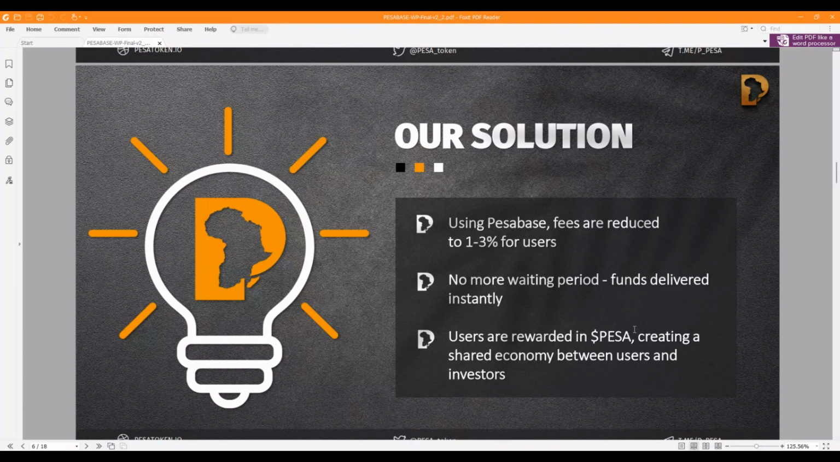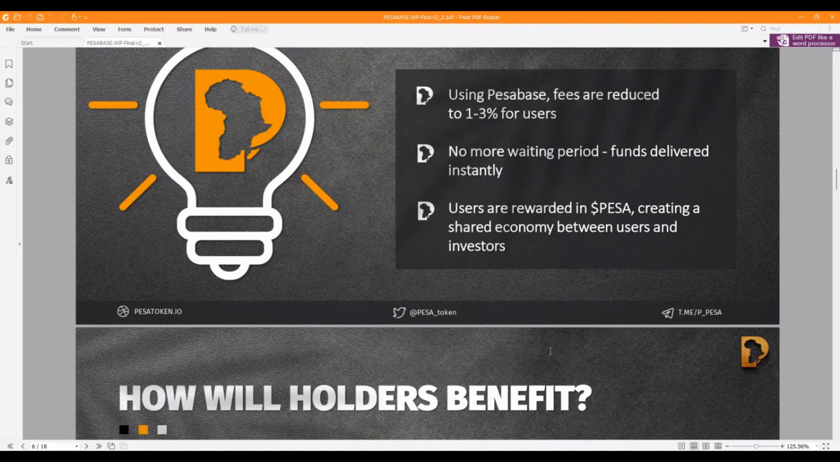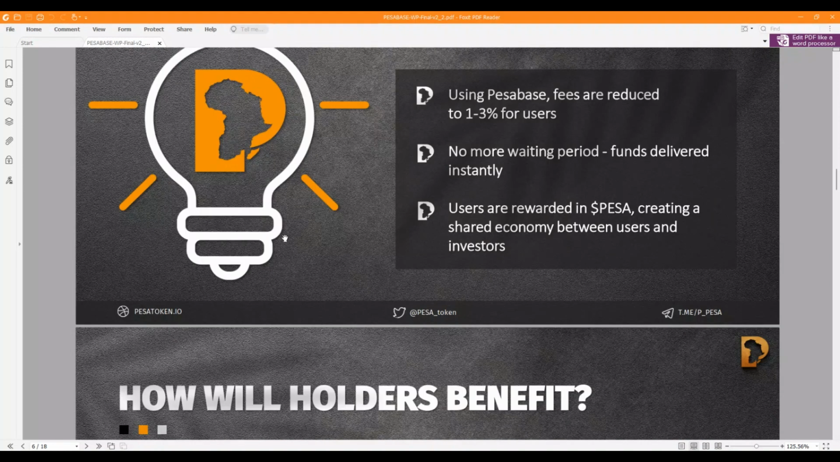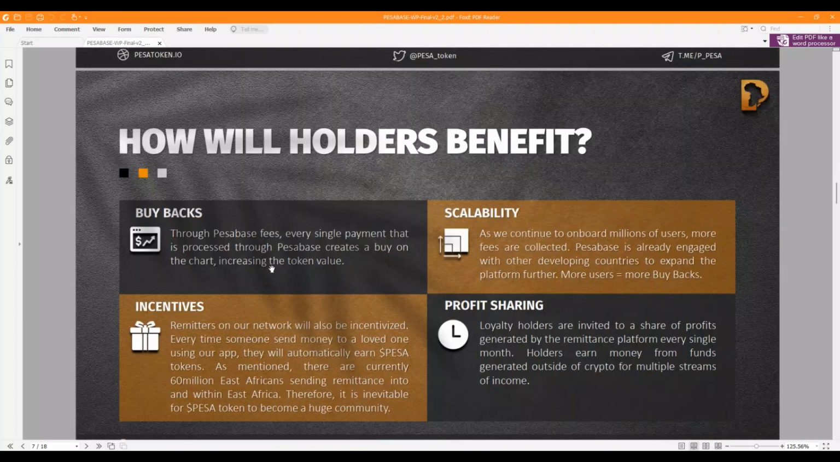Users are rewarded in Pesa, creating a shared economy between users and investors. So you can see the solution. Number one is to cut on the fees. And of course, secondly is the instant remittance. And of course, third one is there is revenue generation through the fees that are generated. These 1 to 3% fees that are generated, the fees are actually shared among the users. Okay. Now, how will the holders benefit?